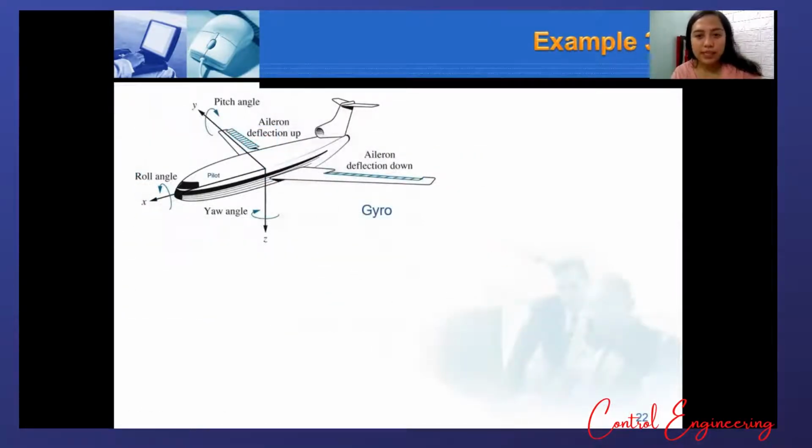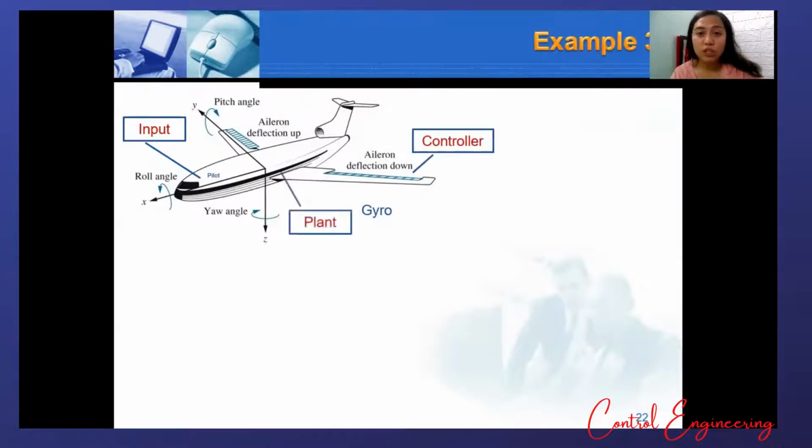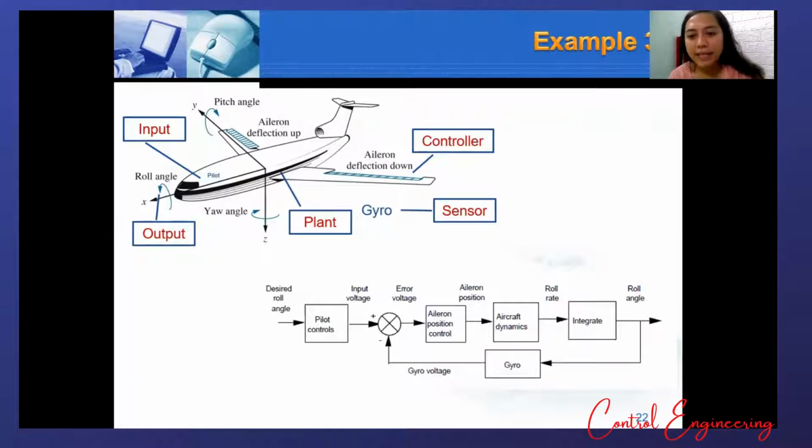So, another example, the airplane. Okay, so, this is our input. This will be our controller, and this will be our plant, and our sensor, no? And this is our output, okay? The roll angle. Okay, if we do it in a block diagram, this is the desired roll angle. So, magkakaroon ng, diba? Ito yung gusto nating mangyari. Then, the pilot controls, going to the input voltage. Then, there are error voltage going to the aileron position control, going to the aircraft dynamics, and integrate. Okay, nagkaroon ng integration. Then our desired angle is the roll angle. Then going to gyro and going back to this, to number 1. Okay.